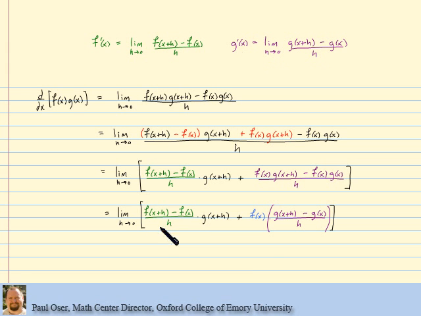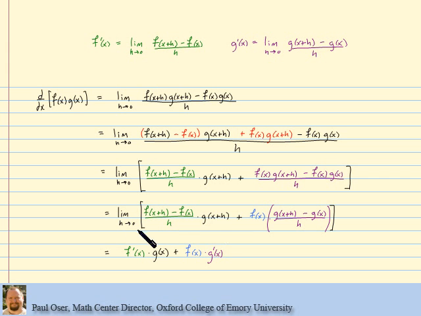It looks like this, in the limit, is going to turn into the derivative of f. This, in the limit, is going to turn into the derivative of g. This, in the limit as h goes to 0, notice there's no h in this expression, is simply going to be f of x. And what do you think this is going to do in the limit as h goes to 0?